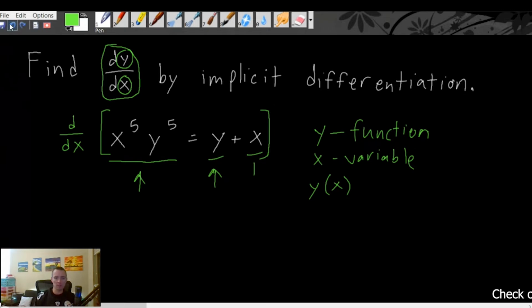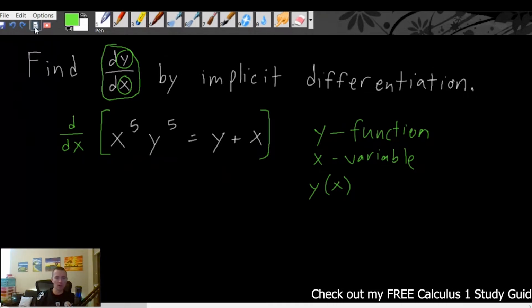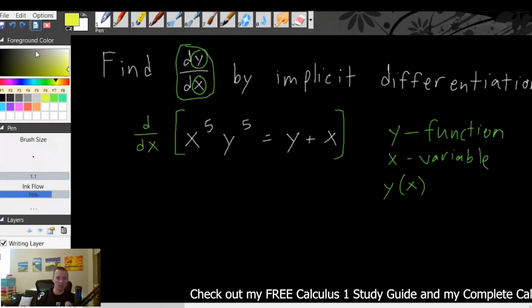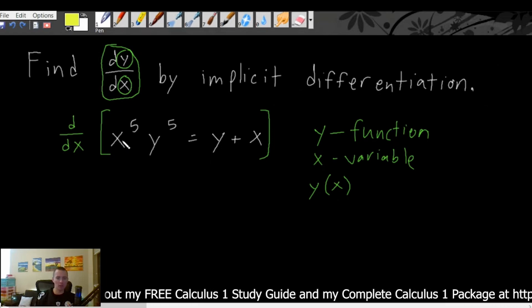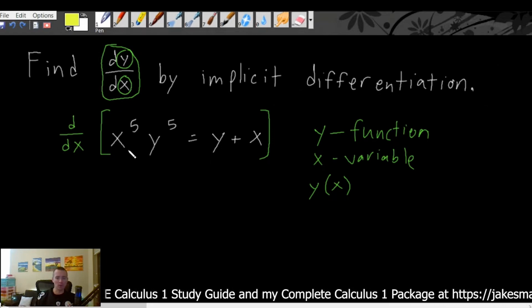So all that really means is whenever we go through each of these terms and take the derivative of them on their own, whatever has a y in it, we're going to have to treat a little bit differently. So when we're taking the derivative, we'll start on the left side of our equation here with x to the fifth times y to the fifth.